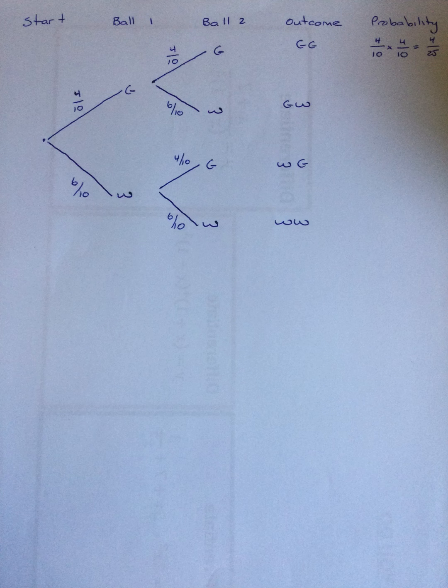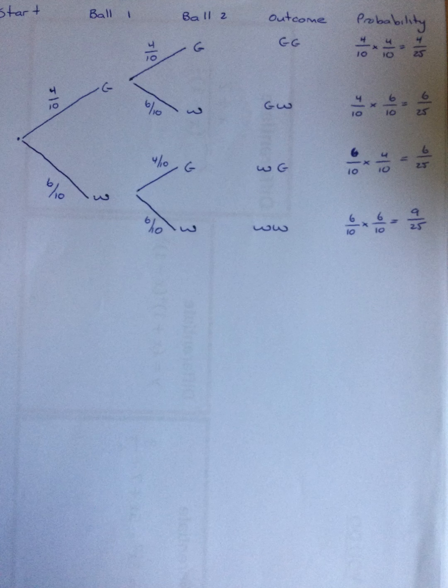So if we move across the top branch, to get two greens, as we move across the branches, we multiply. 4 on 10 times 4 on 10 gives us 4 on 25. And if I do that for each of the branches, the second branch, green-white, is 4 on 10 times 6 on 10. The third branch, white-green, is 6 on 10 times 4 on 10. And the final branch, white-white, is 6 on 10 times 6 on 10, which gets us 9 out of 25.